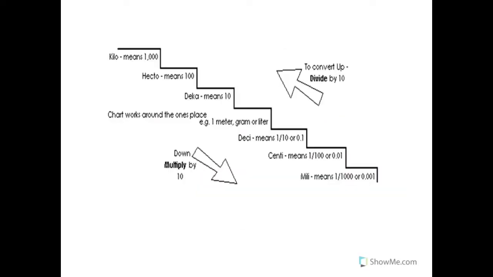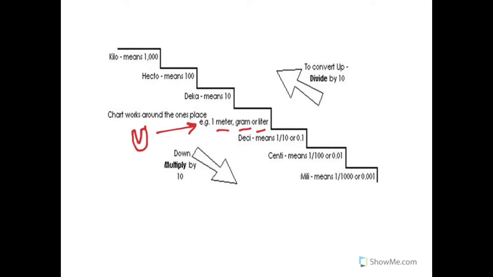The great thing about the metric system, and the reason why it actually is very easy to use, is that it is based around multiplication and division by 10. Okay? When you look at the unit, which is either meter, gram, or liter, that's just the unit you're going to use. So we're going to call that U.